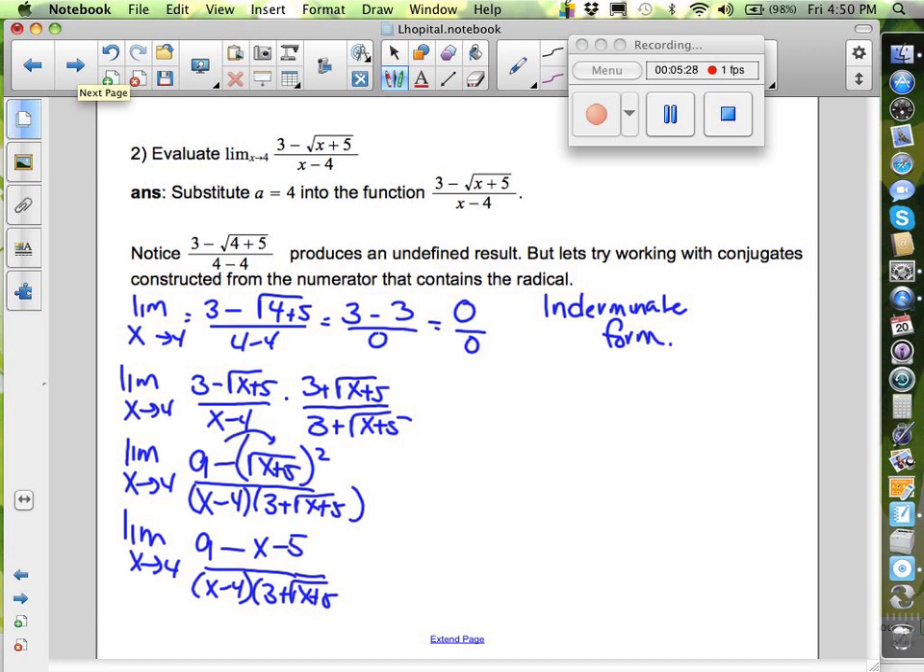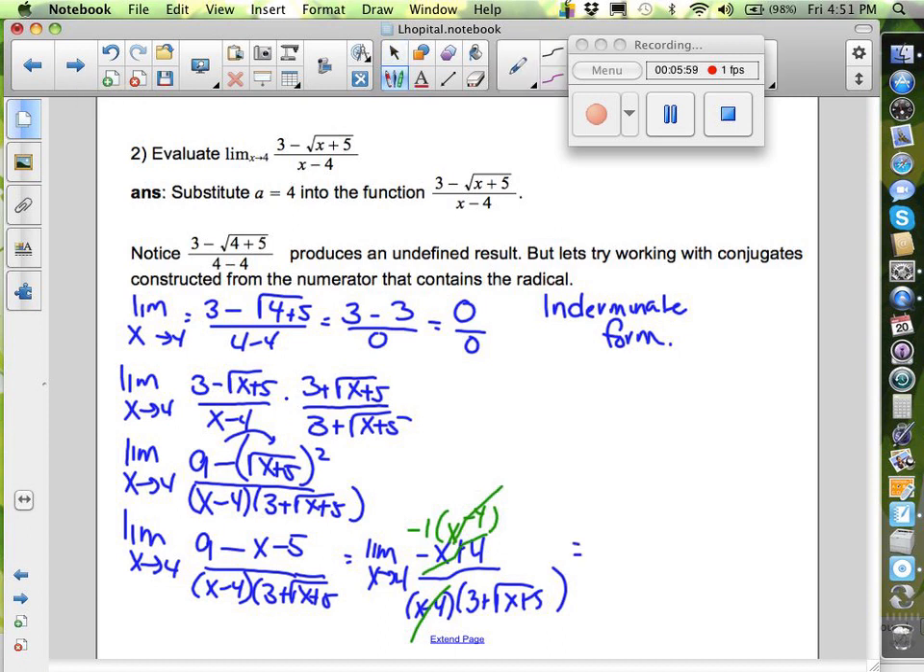9 minus x minus 5 is negative x plus 4. So we have the limit as x approaches 4 of negative x plus 4 over x minus 4 times 3 plus the square root of x plus 5. And now we see where the problem is. So if up here in the numerator we simply factored out a negative 1, we'd have an x minus 4, and there's an x minus 4 in the denominator. We can cancel those out.